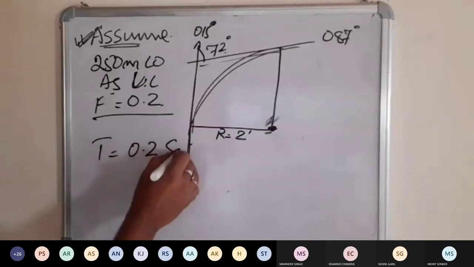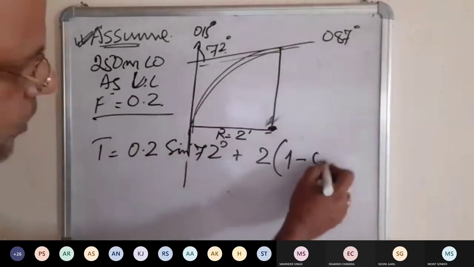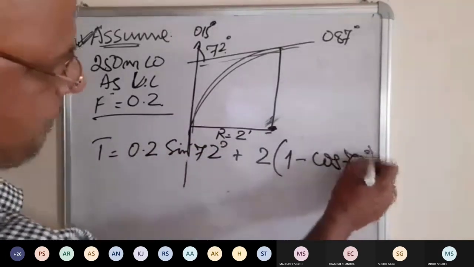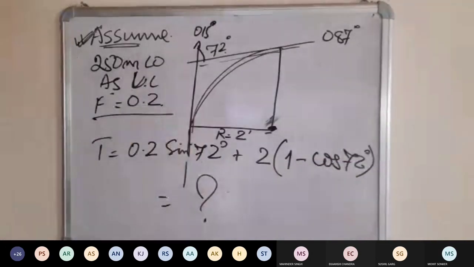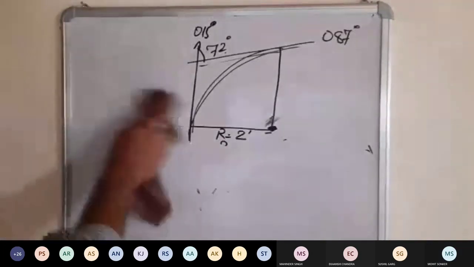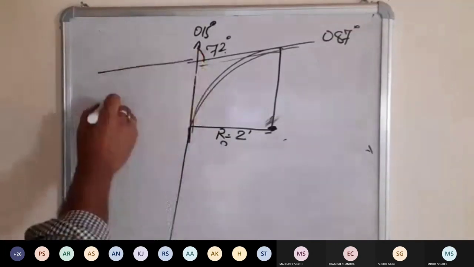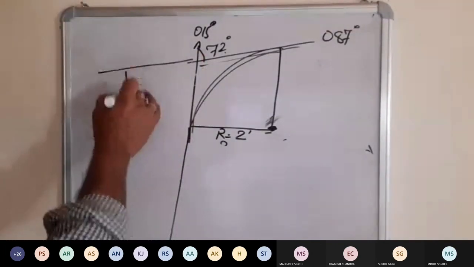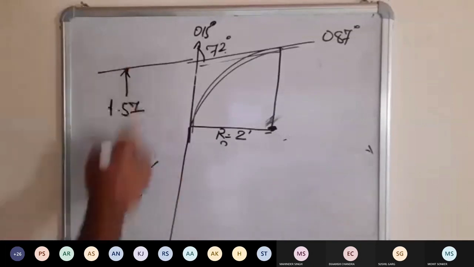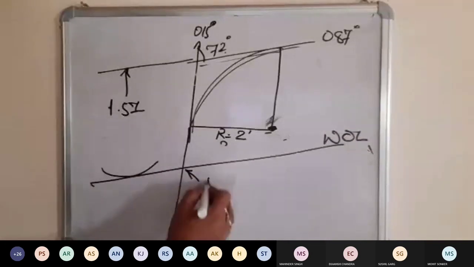0.2 sine 72 degrees plus 2 into (1 minus cos 72 degrees). Whatever the answer is: 1.57. So we have calculated 1.57. So we cut an arc of 1.57 miles and draw a parallel line, which is the WOL, and we identify the WOP.